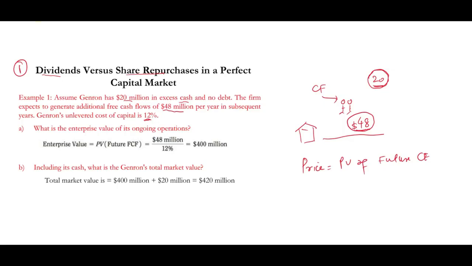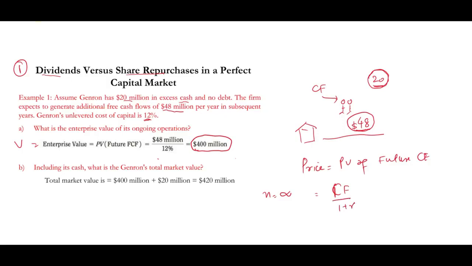So let's see what the enterprise value of its ongoing operation is, meaning what the value of the company is. The value of the company is the 48 million cash flow divided by the cost of capital, which equals 400 million. So this is the value of the company, and I told you that because it's a company, we are not doing 1 plus r. Because it's a perpetuity, when we do the valuation for the company, n is equal to infinity, so that's why in the denominator we don't do 1 plus r. But if it is a project, we would do cash flow divided by 1 plus r.